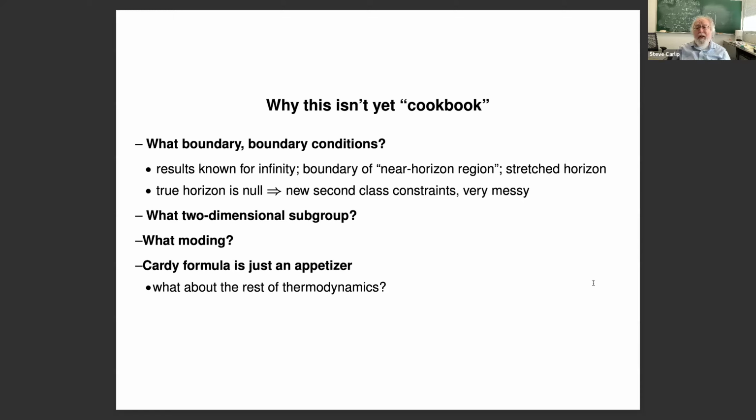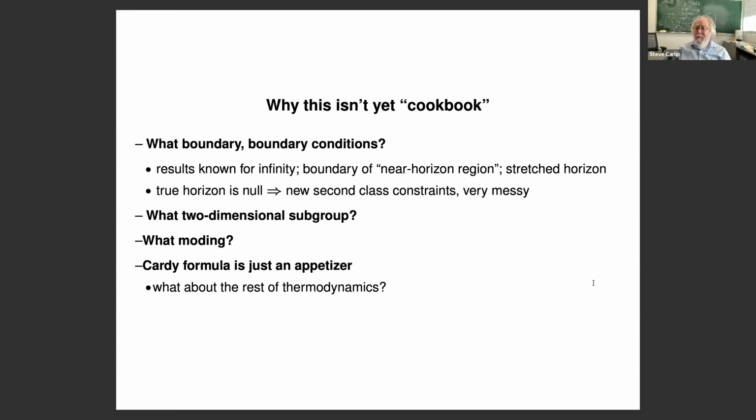In practice, you put it at a stretched horizon, at a surface just outside the horizon, because the horizon itself is null, which means that points at different times on the horizon are in causal contact, which means that the constraints get much, much messier. And there ought to be something possible now to be done with that that's understood better in the past few years, but it hasn't been done yet.